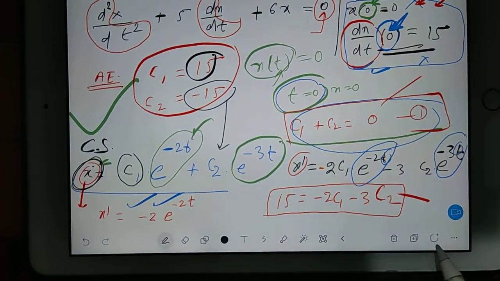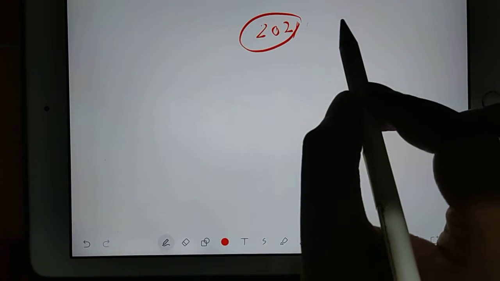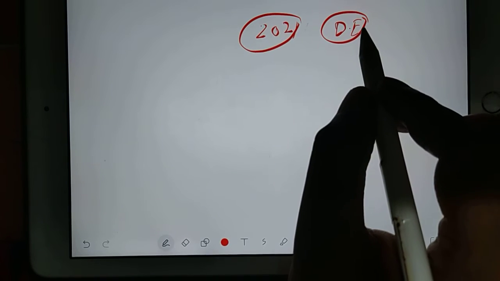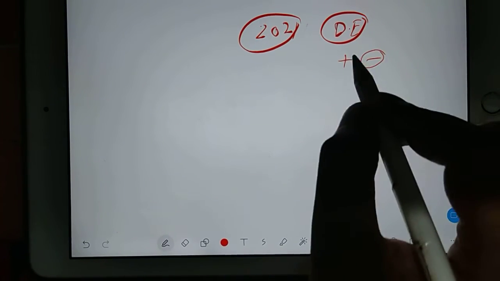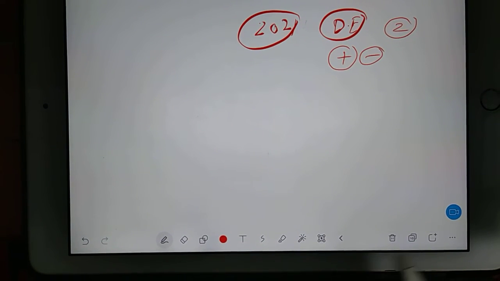That's all done. Last year, in 2021, they asked one question from differential equations. That question was very, very easy. And I made a mistake in the plus minus sign. I lost 2 marks.